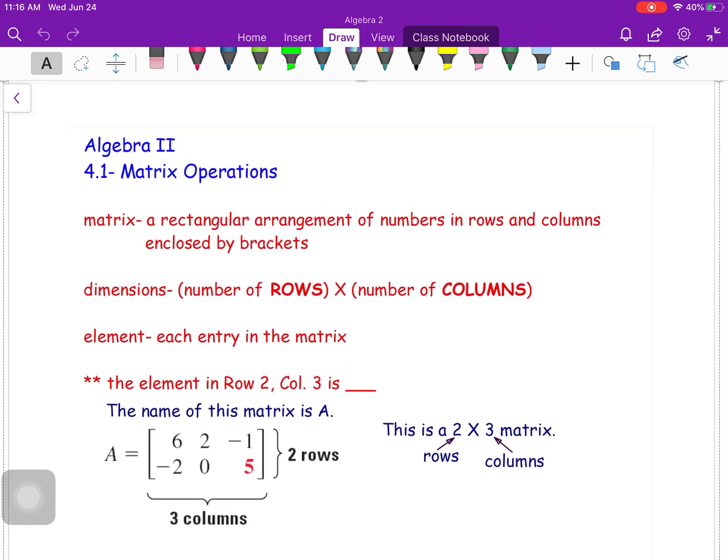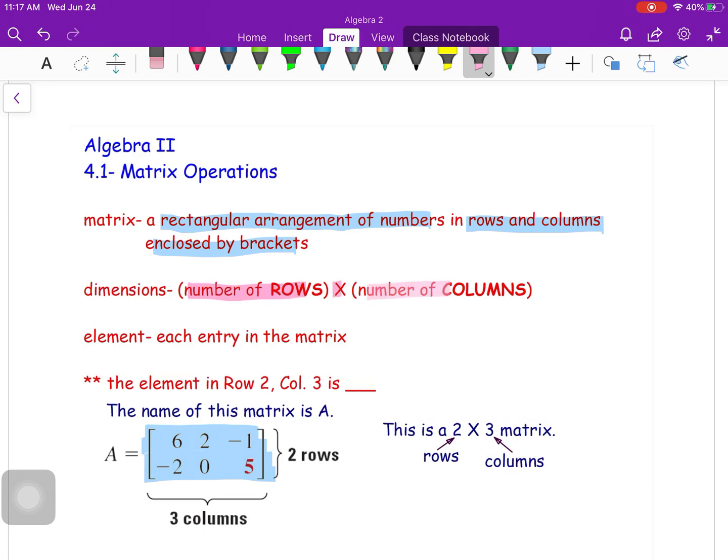Today we're going to talk about matrices. So first I'd like to go through some definitions so that you know what a matrix is. A matrix is any rectangular arrangement of numbers in rows and columns enclosed by brackets. As you see down here, this would be a matrix because it is a rectangular arrangement of numbers in rows and columns enclosed by brackets.